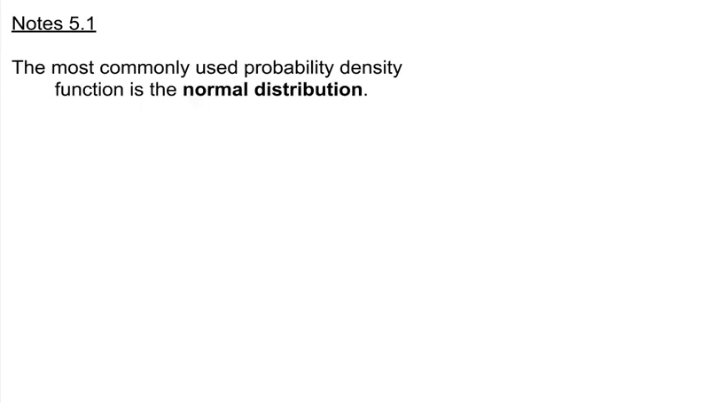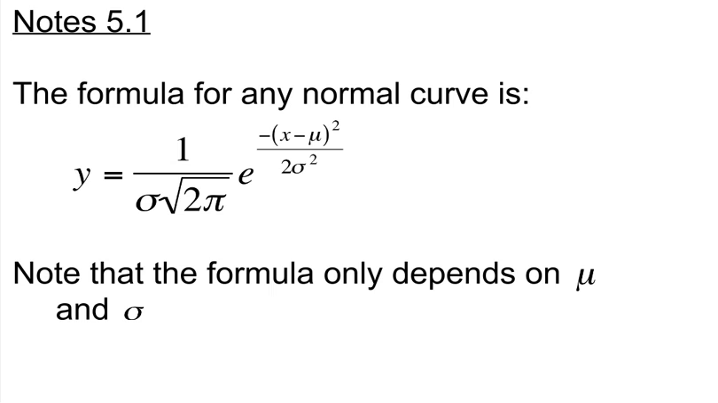And the most commonly used probability density function is the normal distribution, and all of Unit 5 has to do with this normal distribution. And this formula represents a normal curve. And if you look at it, there's really only 2 things that affect this curve. Those are the mean and the standard deviation. Right? With those 2 values, we can graph the entire normal curve, and we just substitute our x value in to find our probability.